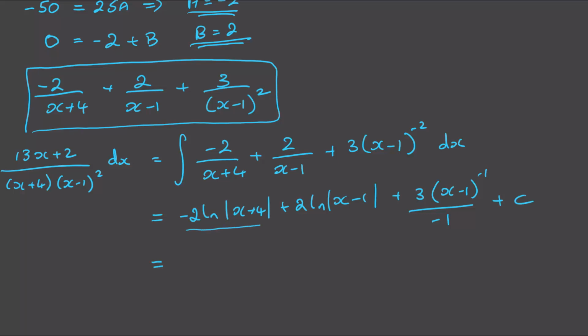And we can actually use a log law to put these together. So that would be 2 ln|(x − 1) over (x + 4)|. I've used a log law there as well, the subtraction log law. And then we've got take away 3 over (x − 1) plus a constant.